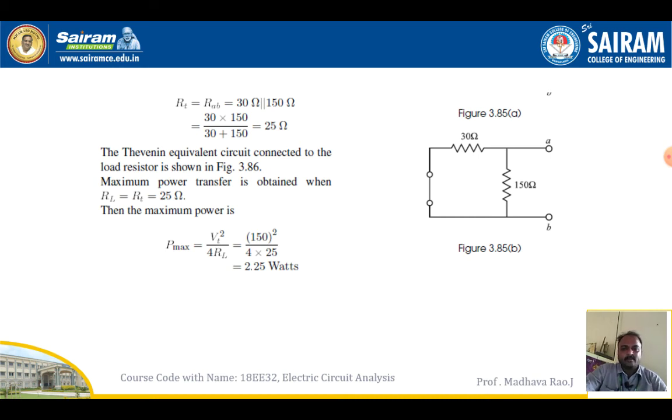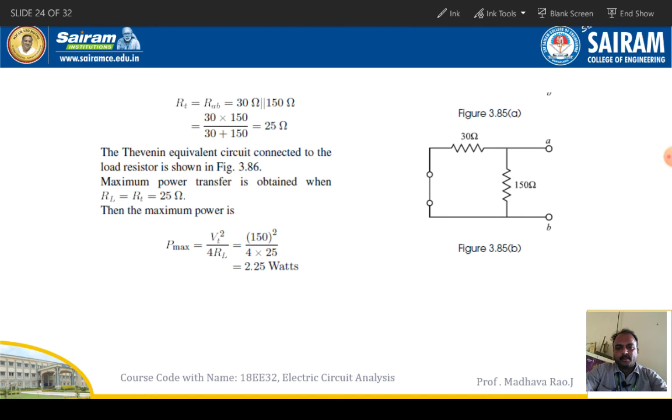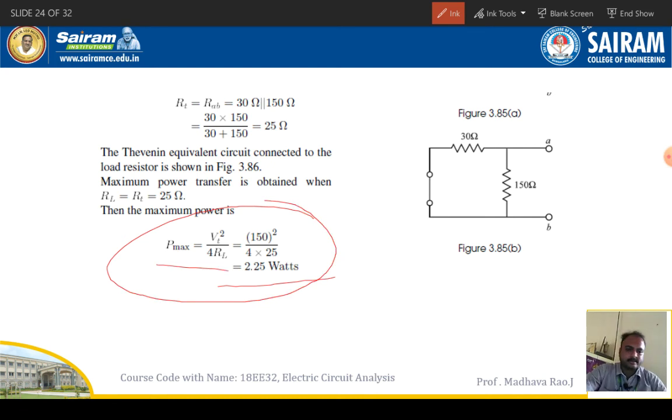So P max, the maximum power. The maximum power formula is Vt square by 4 into RL. So substitute the Vt and RL values. So here we will get 225 watts. So this is the maximum power delivered to the load. Using this formula P max, we can find out the maximum power.